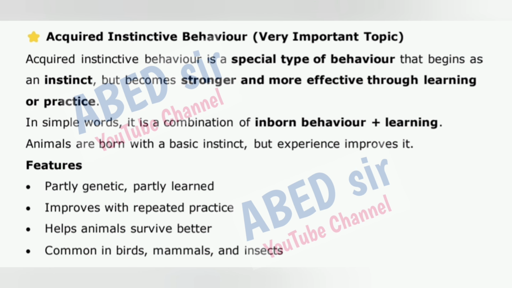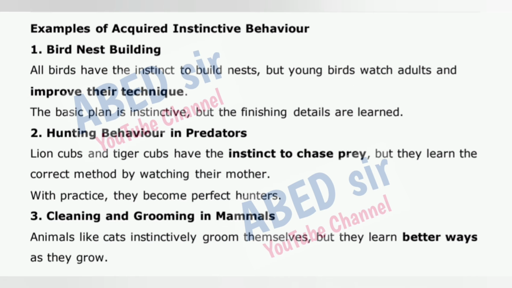Features: partly genetic, partly learned. Improves with repeated practice. Helps animals survive better. Common in birds, mammals, and insects. Examples of acquired instinctive behavior. 1. Bird nest building. All birds have the instinct to build nests, but young birds watch adults and improve their technique. The basic plan is instinctive, but the finishing details are learned.